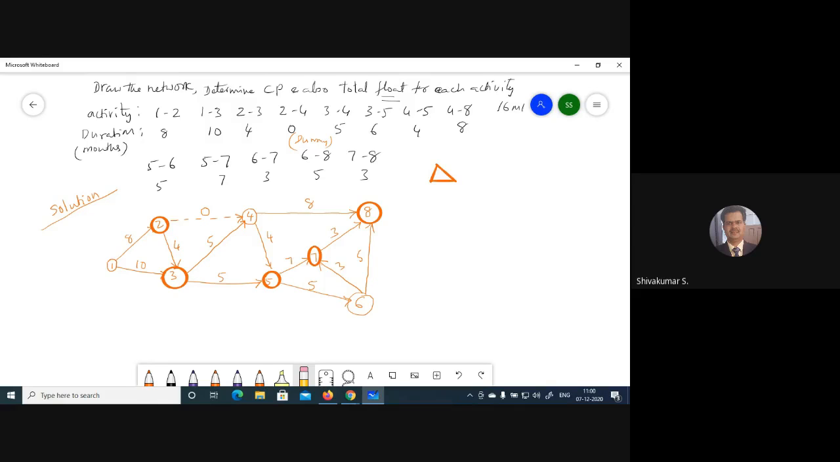Okay, you got this now. Right. Now find the critical path. I'm going to give you 5 minutes. Find the routes: 1, 2, 4, 8. Next, 1, 2, 3, 4, 8. 1, 2, 4, 5, 7, 8. Like this, you have multiple paths. So please find them and do this.